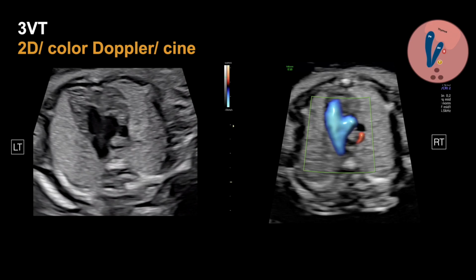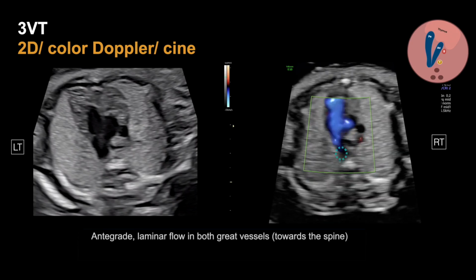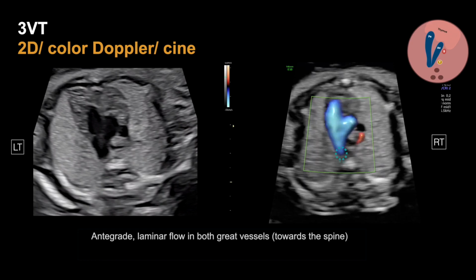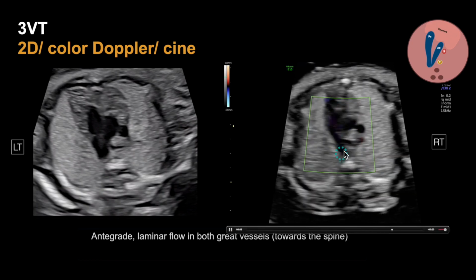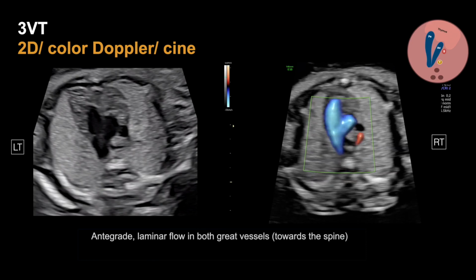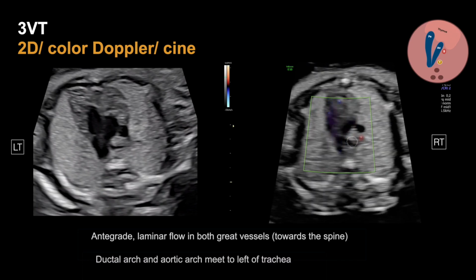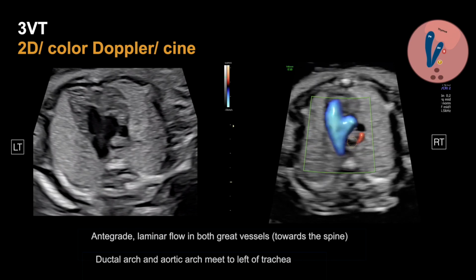3-vessel trachea view, as I already mentioned, shows both arches in long axis, so we're catching both the ductal and the aortic arch. And then when we turn on our color flow, it's going to emphasize showing us this nice normal V configuration. Vessels going both towards the descending aorta and again going to the left of the trachea, defining them as both a left ductal arch and a left aortic arch.